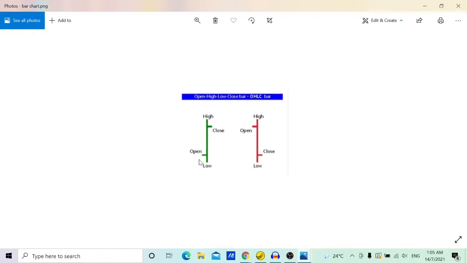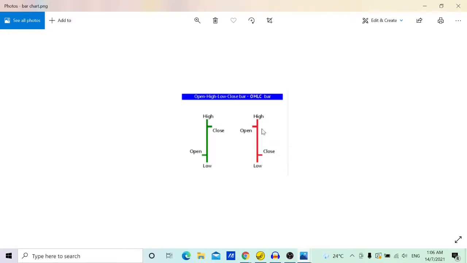As you can see, this line over here is the opening price. If it is $10, it opened at $10. The one above is the closing price, which if it is 12, it closed at 12. So yeah, this is the bar chart. This is the highest level, this is the lowest price.